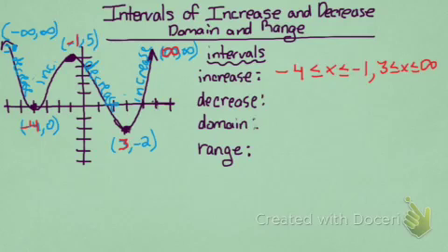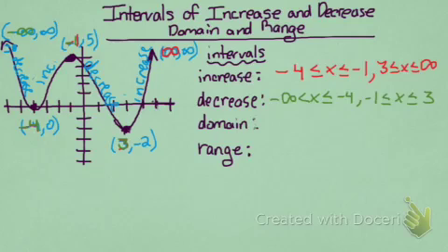All right, for decreasing, it's decreasing from negative infinity to negative 4. And you always go from left to right. So I'll write negative infinity is strictly less than, because you can never equal infinity, x, which is less than or equal to negative 4. It's also decreasing from negative 1 to 3. So I'll put negative 1 less than or equal to x less than or equal to 3.